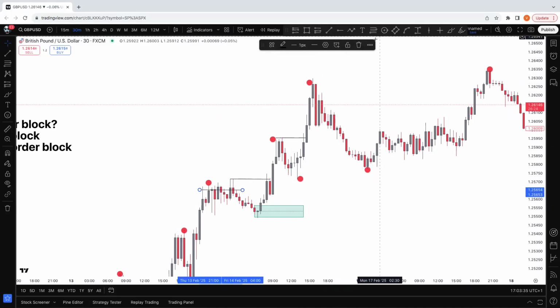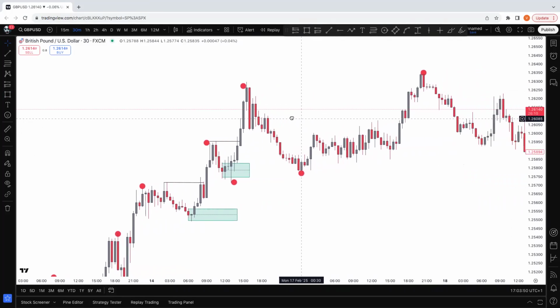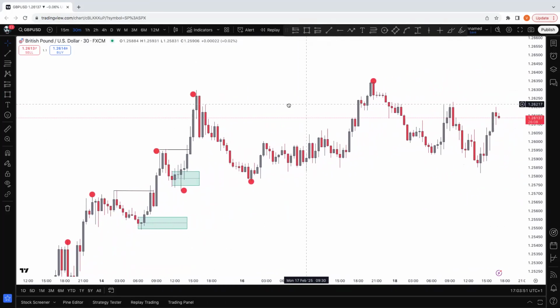Now look at this as well. This is also a bullish order block. Here is also a bullish order block. Why? Because this is the last sell before the buys, before this impulsive buy to the upside. So we refer to this zone as our order block as well.